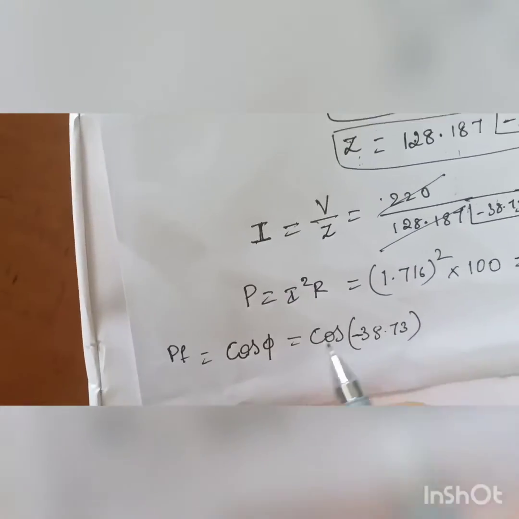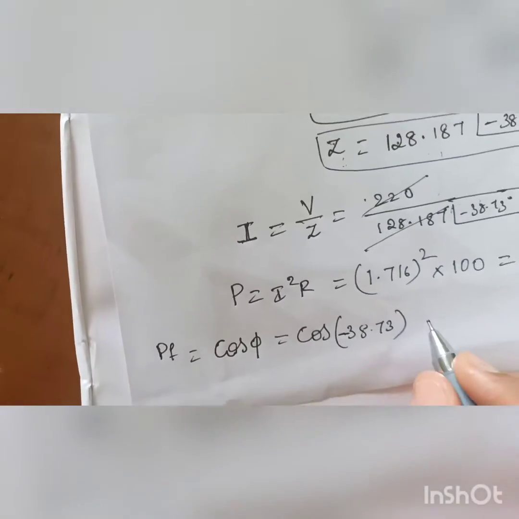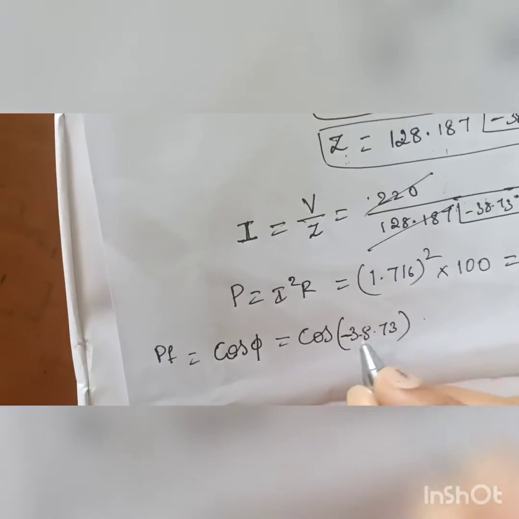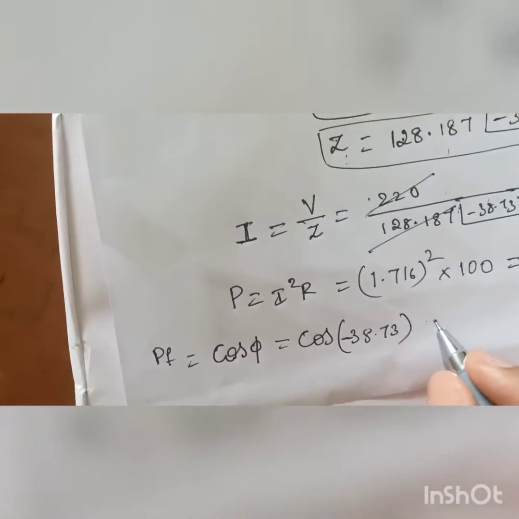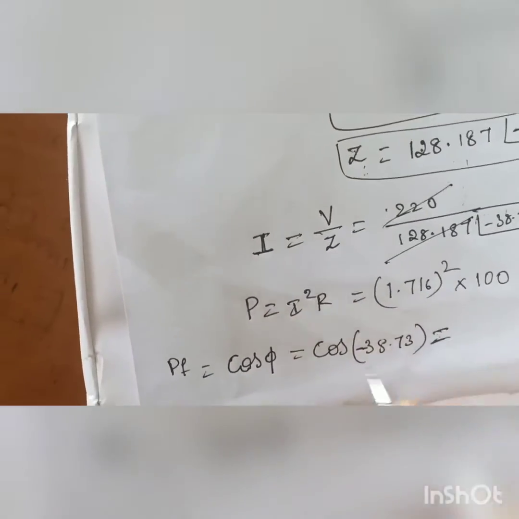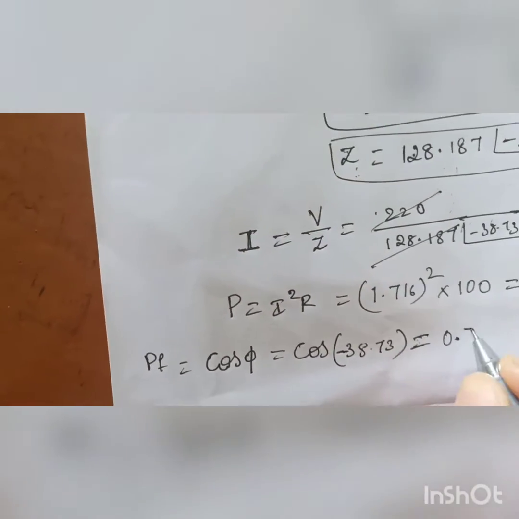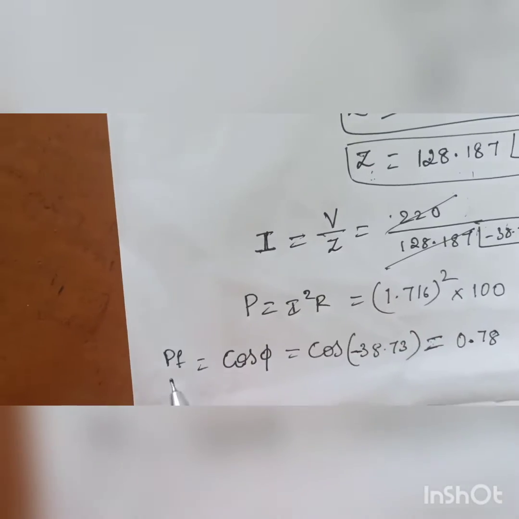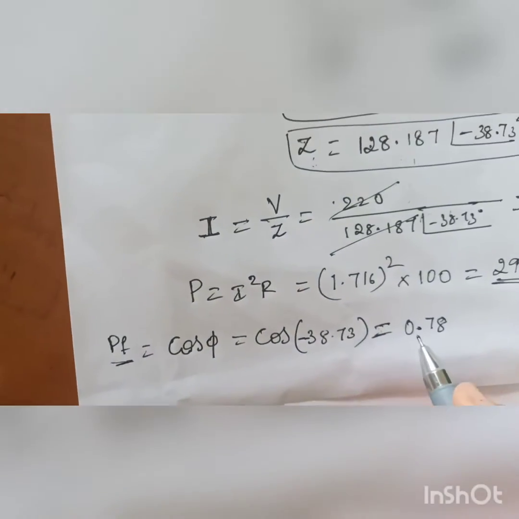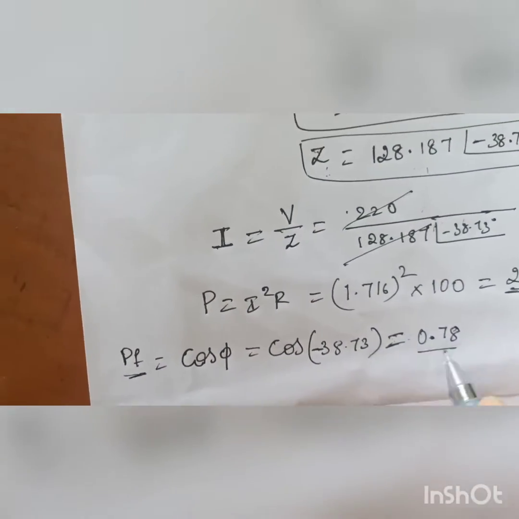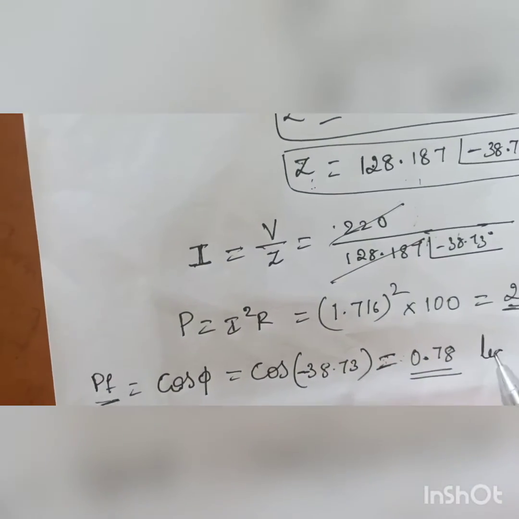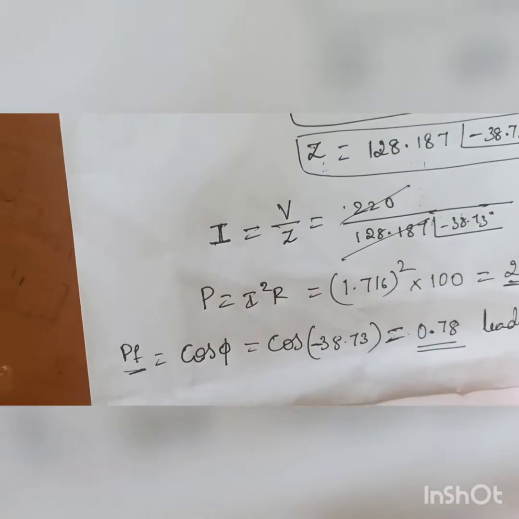38.73. You can write negative or positive here. So cos minus theta will be positive cos theta only. So if you consider this negative, it's your wish. If you want to write the negative sign, you write it, otherwise you leave it. So then you'll get 0.78. So the power factor that we are getting is a positive value. That's why we can say it is a leading one.